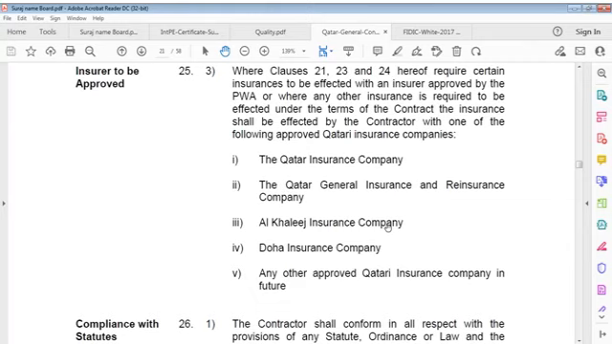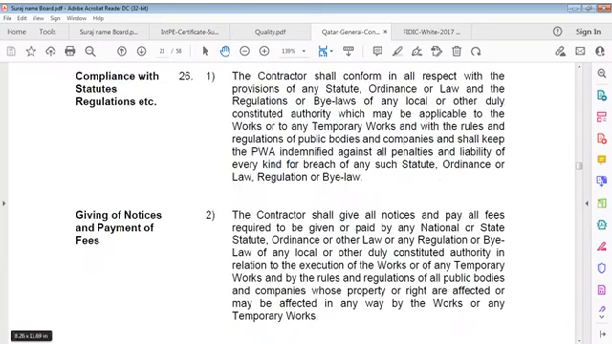Where these clauses require certain insurances to be effected with an insurer approved by the client, or where certain other insurance is required to be effected under the terms of the contract, the insurance shall be effected by the contractor with one of the following approved insurance companies. So this is local, this is standard related. Just for information I am giving you. It is not necessary. In your case it depends on which country you are working in, which companies are available here. It's only for information so that you can know what this document is talking about. It's Qatar Insurance Company, Qatar General Insurance and Reinsurance Company, Khalij Insurance Company, Doha Insurance Company, or other Qatar Insurance Company whatsoever. Now, compliance with statutes.